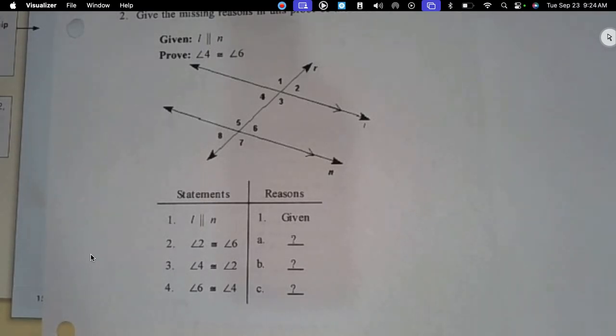Why are angles 2 and 6 congruent? They are corresponding. I can use that one. Okay? Angles 2 and angle 6 are corresponding. So that's what I would write right here. Corresponding angles. Okay, why are 4 and 2 congruent? Y'all know that. They're vertical angles. Does everybody see that? These are all things we've learned. Nothing new. Vertical angles.